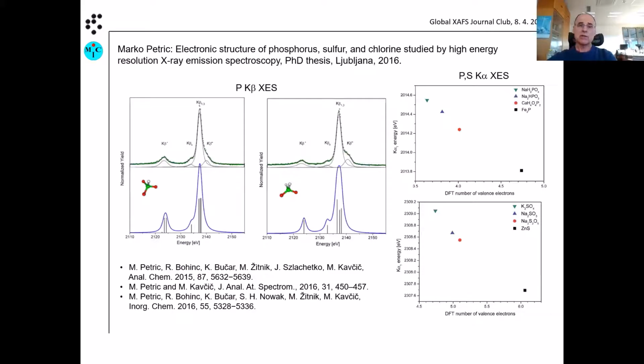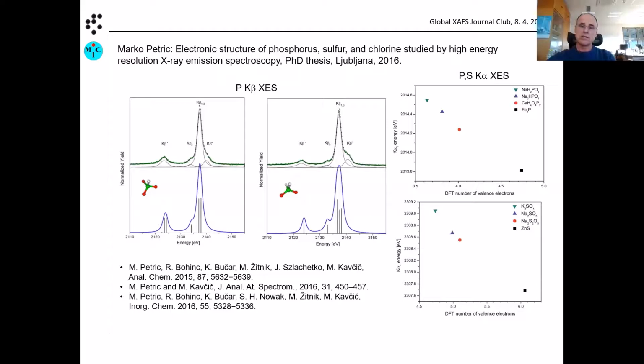Therefore, we have systematically started to study what emission can actually bring us, what the strong points are, maybe weaknesses, and so on. This has been done extensively in the PhD work of Marko Petric, who was a PhD student at that time and is now a postdoc in our group. Within his thesis, we have done a really systematic study, especially interested in phosphorus, sulfur, and chlorine.